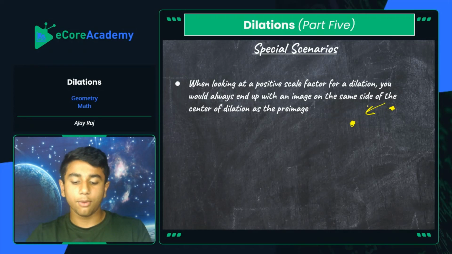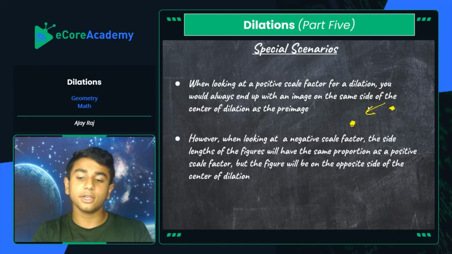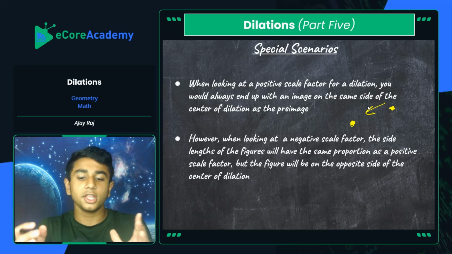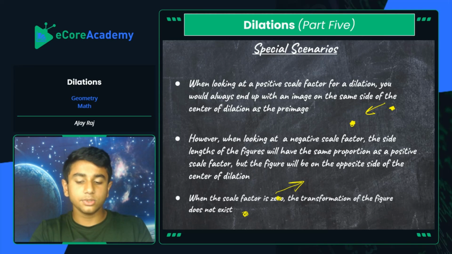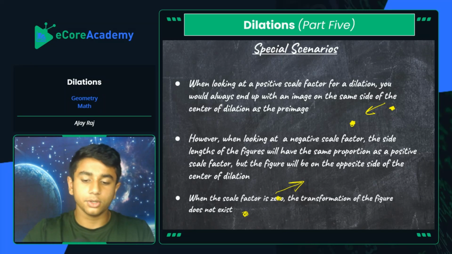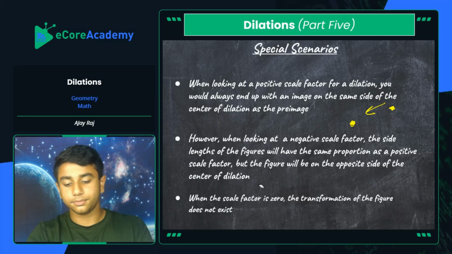However, when looking at a negative scale factor, the side lengths of the figures will have the same proportion and same exact properties as a positive scale factor, but the location of the figure will be on the opposite side of the center of dilation. So this is your center of dilation, and this is your figure here. Your new dilated figure with a negative scale factor would actually be here, going in the opposite direction. And when the scale factor is 0, the transformation of the figure does not exist. So if you're multiplying a value by the scale factor of 0, it will not exist. All right, let's move on.